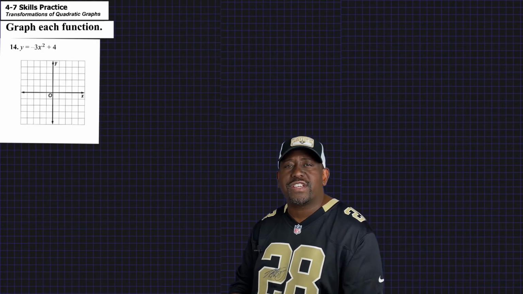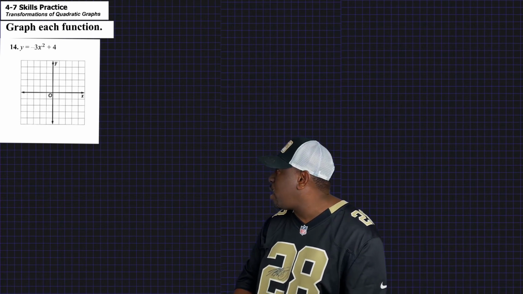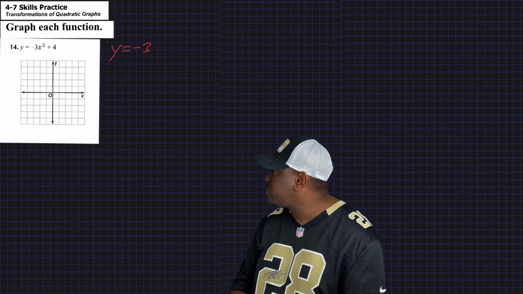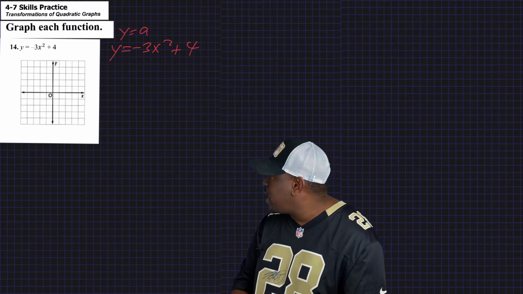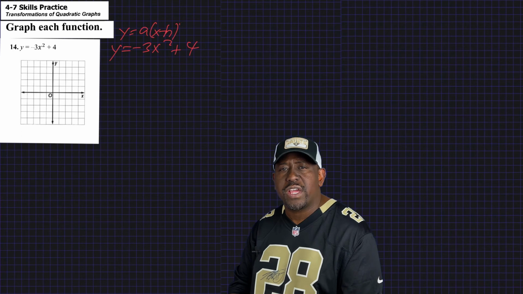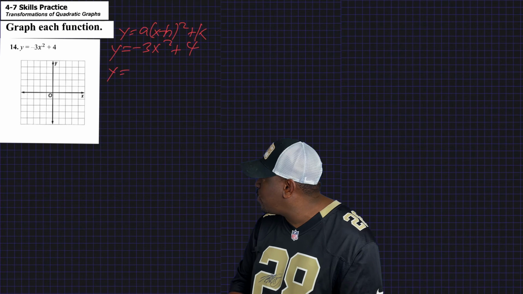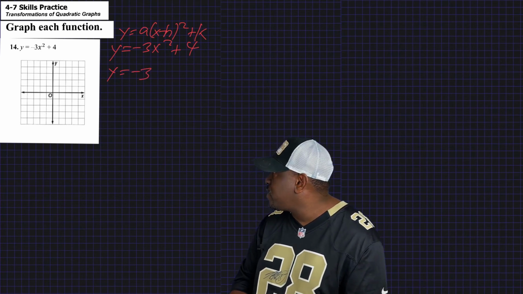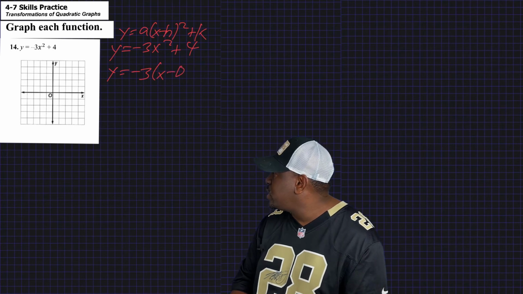So now we're going to get into graphing a function once we put it in vertex form. So we have a problem here, y equals negative 3x squared plus 4. So it's similar to the problem we just did, it looks like. So we write our equation. Again, we want to put that equation in what we call vertex form. We write our vertex form above the problem: a times (x minus h) squared plus k. First thing we have to do is factor negative 3 out of negative 3x squared. We will put x.